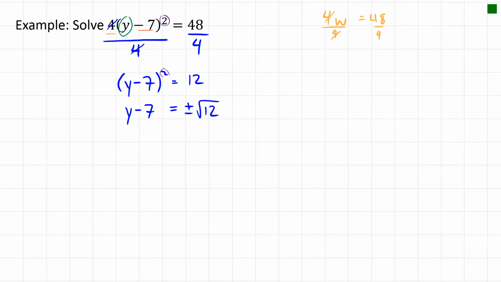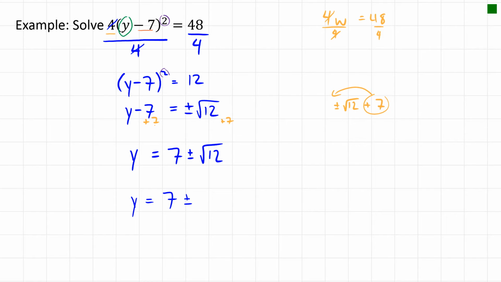And lastly, the 7 is the last thing that was most closely attached to the y, so we can finally move it. We're going to add 7 to each side, and we get y equals 7 plus or minus the square root of 12. I could have written that as plus or minus the square root of 12, plus 7, but it's way more common to see that number written in front. It's just a conventional thing, just what's standard.